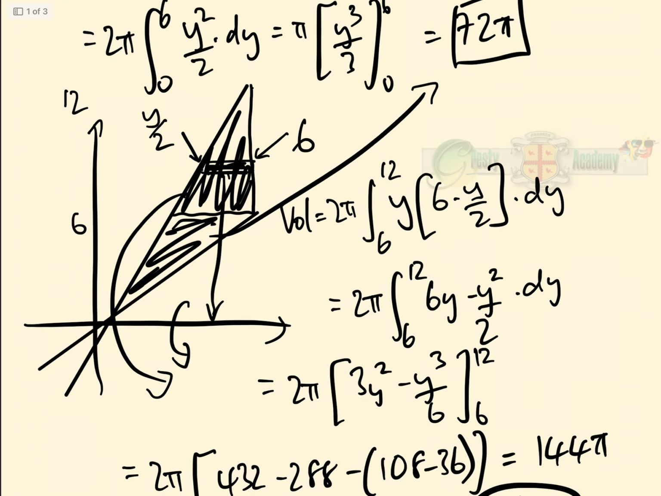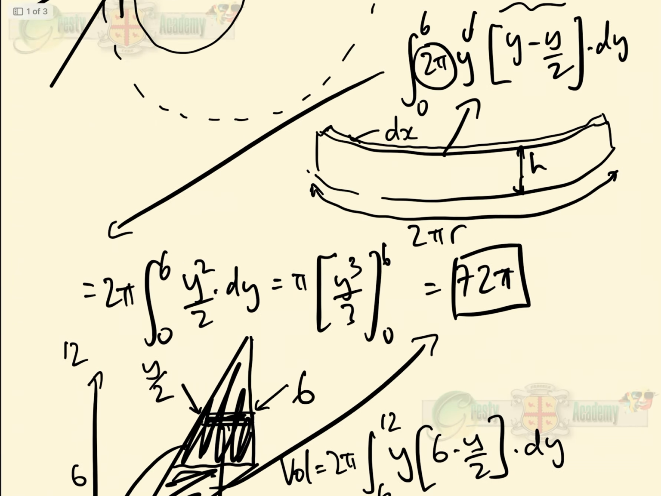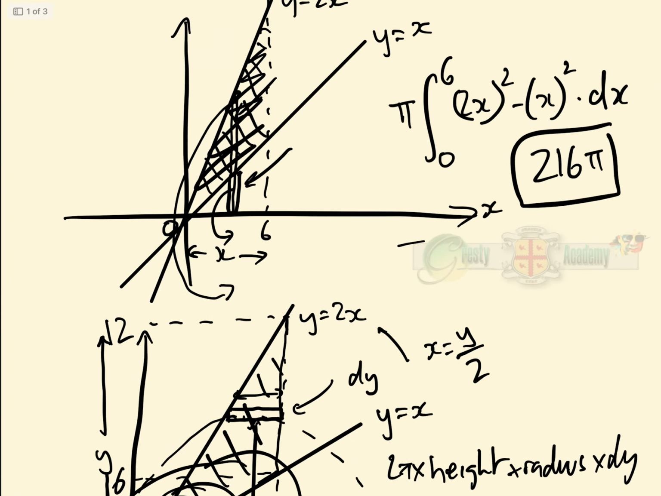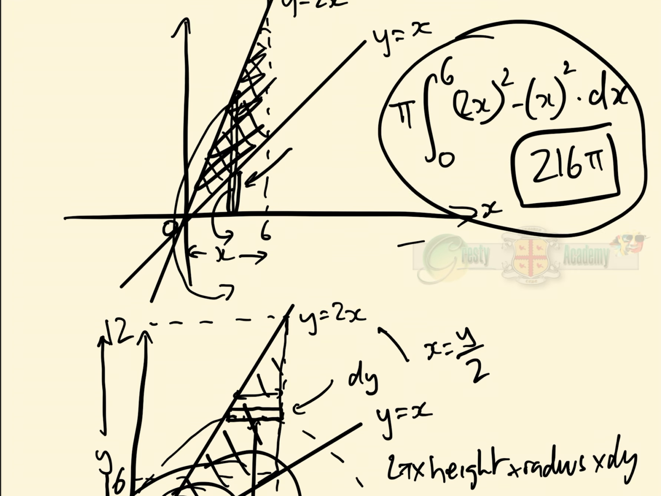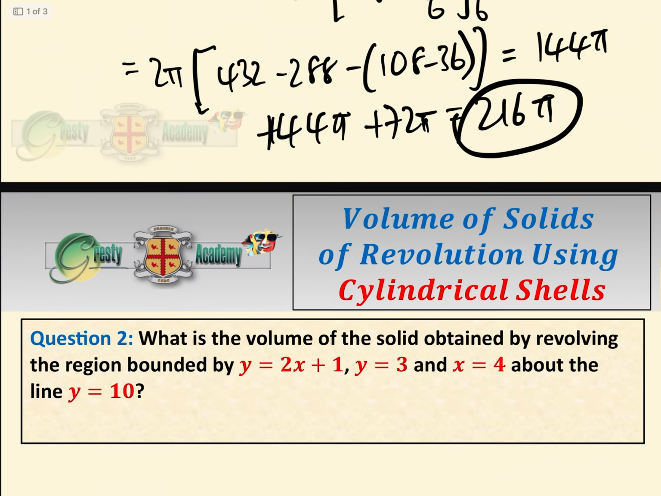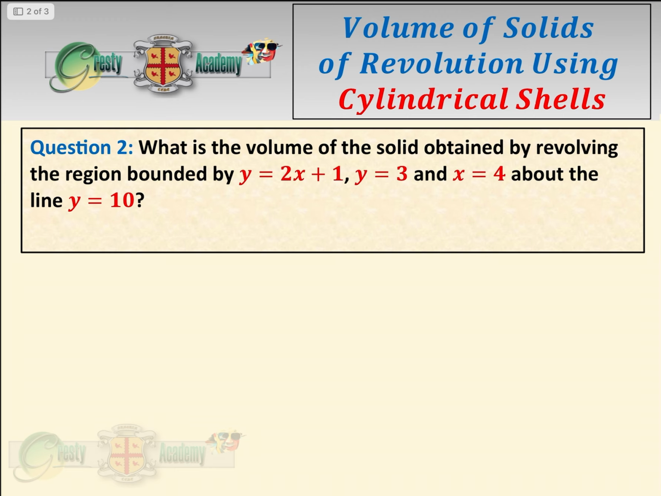Now you may be wondering, well, what is the point? Because in actual fact the previous method using the disc is far easier, and it's true, it is easier, and that's why it's worth knowing both methods, because sometimes the disc method is far easier and sometimes the cylindrical shells method is far easier, and question 2 is an example where the cylindrical shells method is far easier. So let's have a look at question 2.